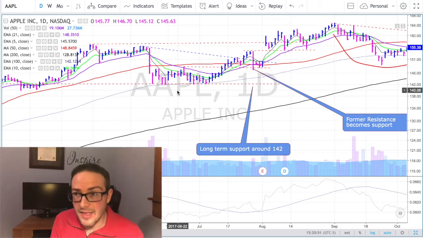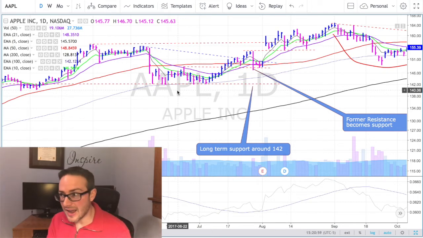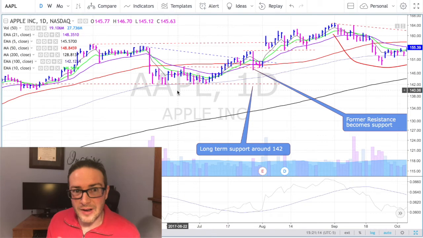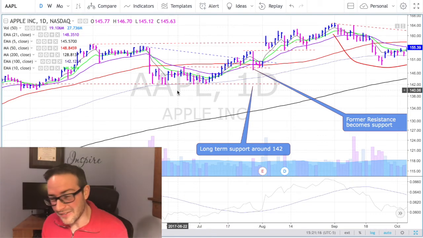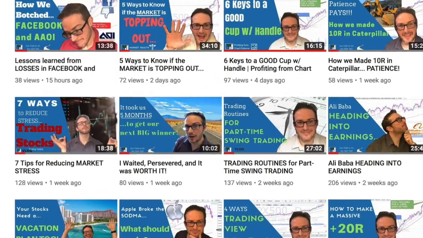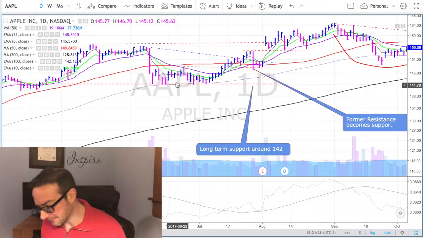That right there is what's going to give us the best possible reward to risk ratio, and it's going to allow us to get in at the truer, longer term support level, and it's going to put us in a position where we're not trying to cheat, right? Like if you saw that other video where I showed you what we did with AAOI and with Facebook, you'll know what I'm talking about.